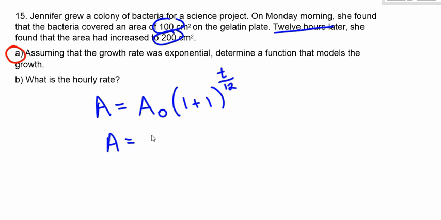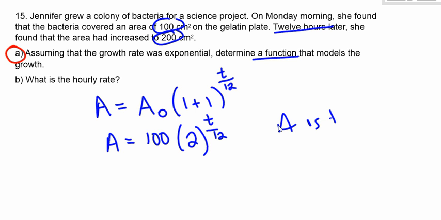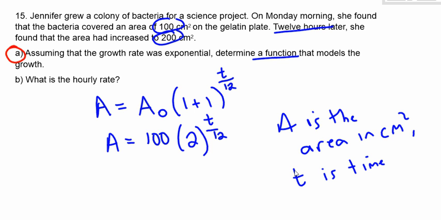So in this case, we know that we had a 100 square centimeter starting amount. It was a doubling time, so t over 12. And because this is my function, I need to say that A is the area in square centimeters, and t is time in hours. And there we go. So that's question A. So again, it doubled in 12 hours. I started with 100 square centimeters.